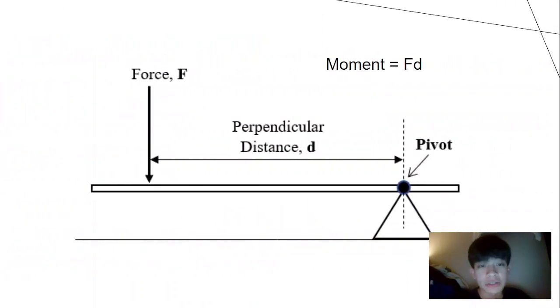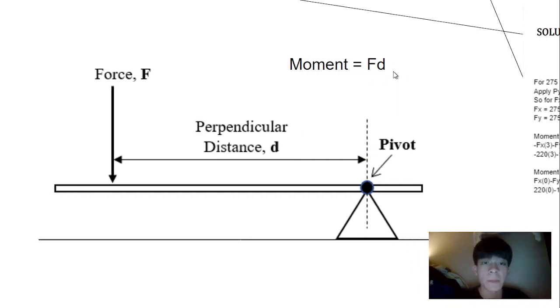So, ito yung illustration niya. Ito yung force at ito yung perpendicular niya na distance dito sa pivot. So, ito yung formula na gagamitin natin pag mag-moment tayo. So, moment is equals to force times distance.